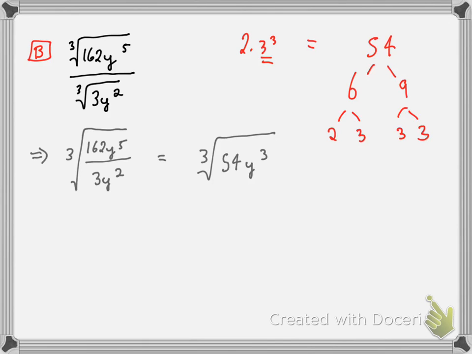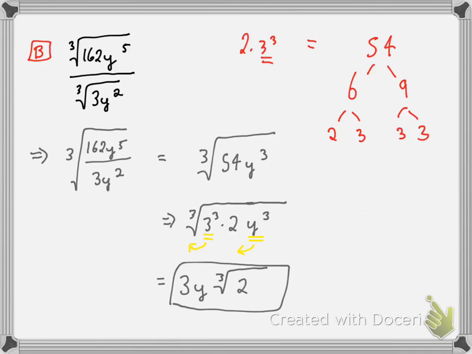So now I can rewrite my radical as the cube root of 3 cubed times 2 times y to the 3rd. Finally, anything that's being taken to the 3rd power can come out of the radical. So 3 to the 3rd power and y to the 3rd power will come out of the radical. So my final answer will be 3y times the cube root of 2.